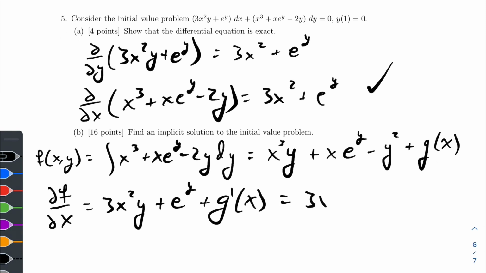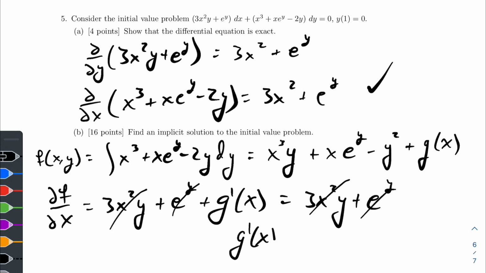And that's equal to 3x squared y plus e to the y. Oh, it looks like everything just cancels out here. So I guess that's nice. So that tells us g prime of x is equal to 0. So g of x itself is equal to 0.